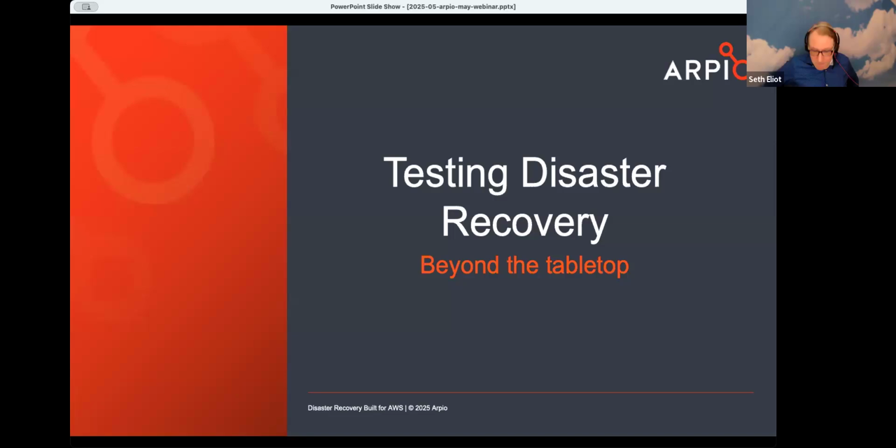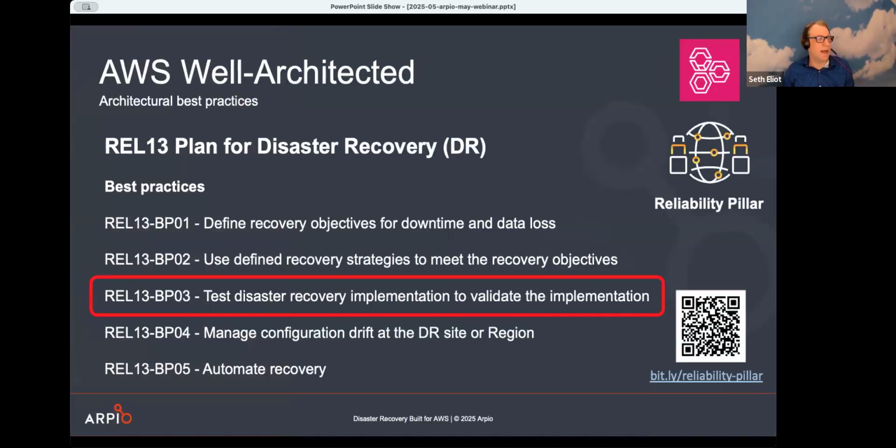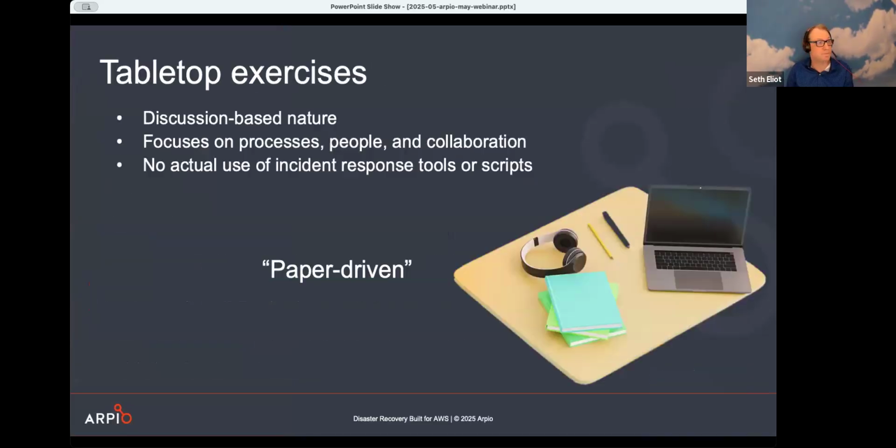All right, let's talk about testing and getting beyond the tabletop. So BPO3 tests disaster recovery implementation to validate the implementation. And a lot of folks use tabletop exercises. And I love tabletop exercises.